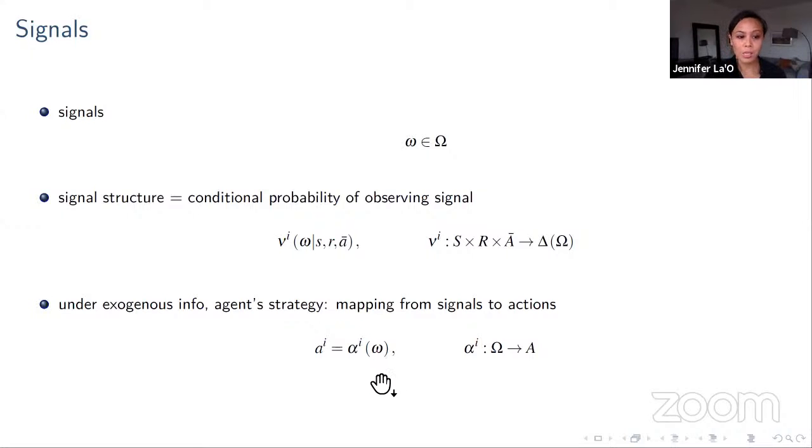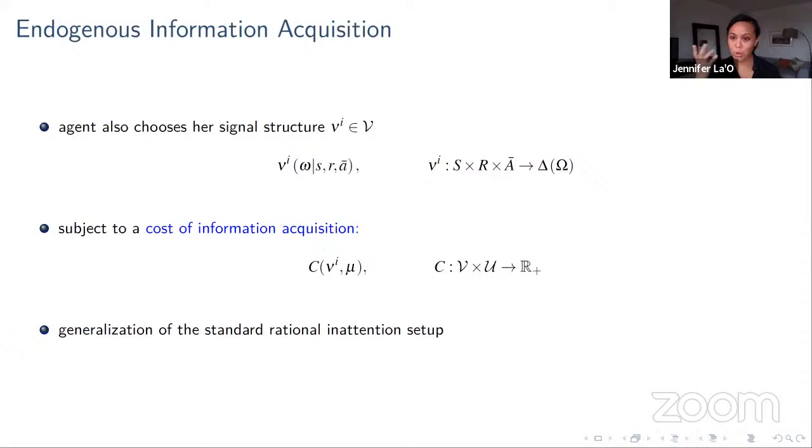In games with endogenous information, which is what we're interested in here, the agent also gets to choose their information structure, or their signal structure. So we allow this agent to choose this v_i, which is this conditional distribution, and because it can track R or A bar, these agents can pay attention to payoff-irrelevant states if they want to. They can pay attention to the aggregate action if they want to. They choose the signal structure subject to some cost of information acquisition.